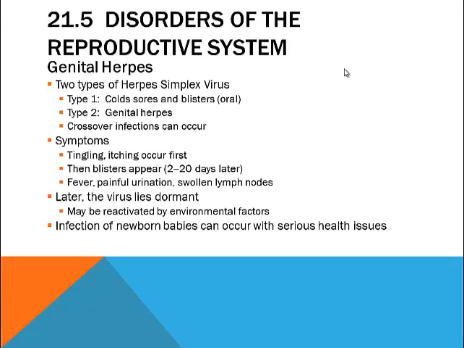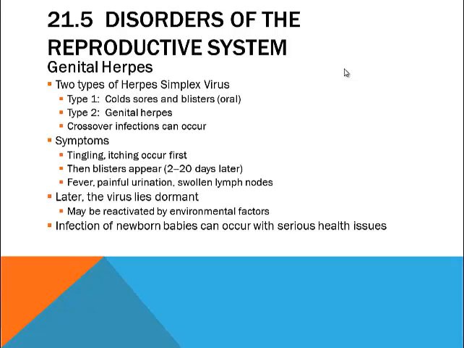Symptoms include tingling and itching at first. After the blisters appear and rupture, you'll also develop fever, painful urination, and swollen lymph nodes. Later, the virus lies dormant. It can recur for different reasons, usually environmental factors such as sunlight, sexual intercourse, menstruation, and stress.